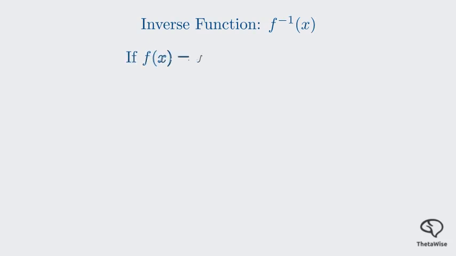Let's move on to a very important concept. Inverse functions. An inverse function essentially undoes what the original function does. The inverse of a function f is denoted f inverse of x. The key property is that if f takes an input x to an output y, then f inverse takes that output y back to the original input x. They are opposites.